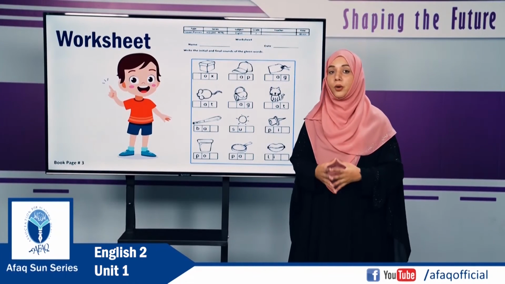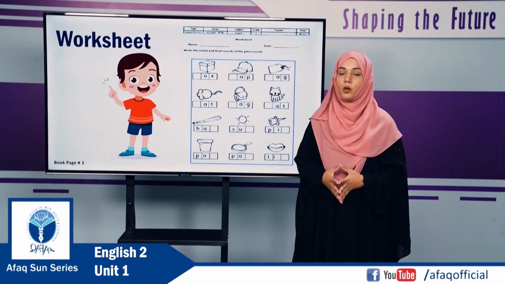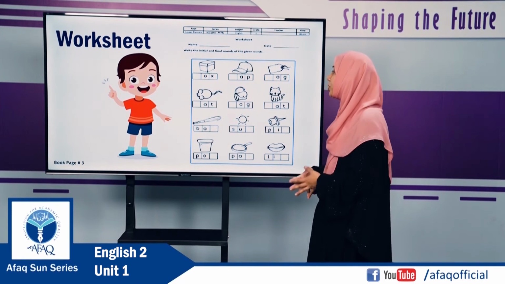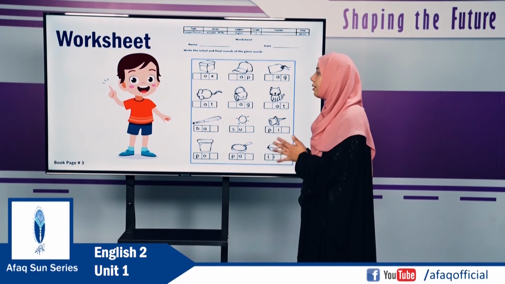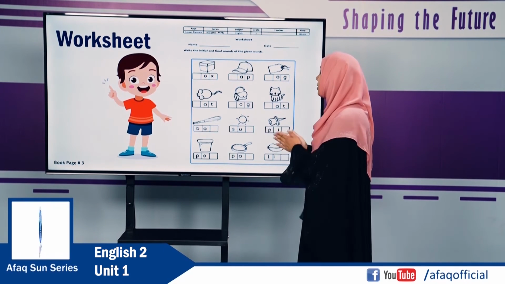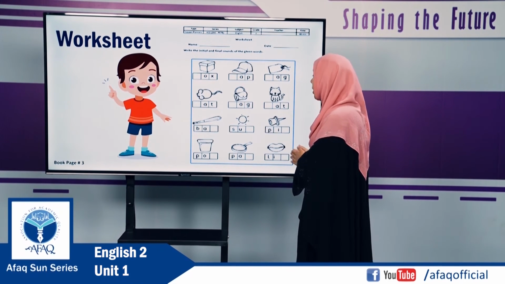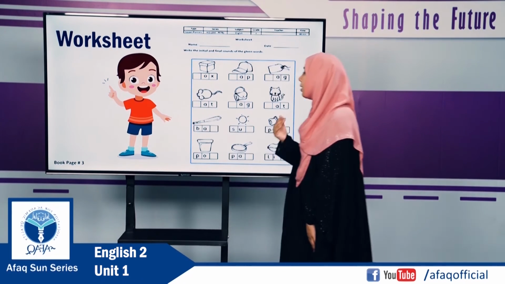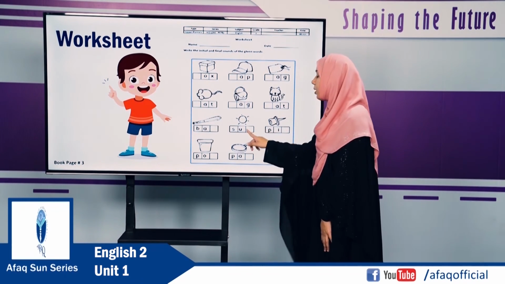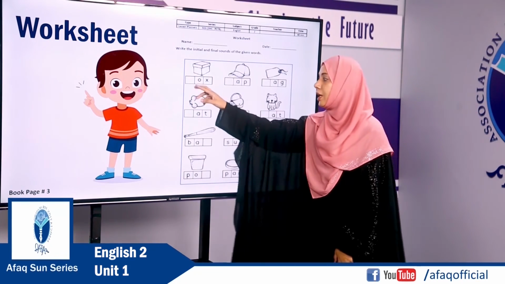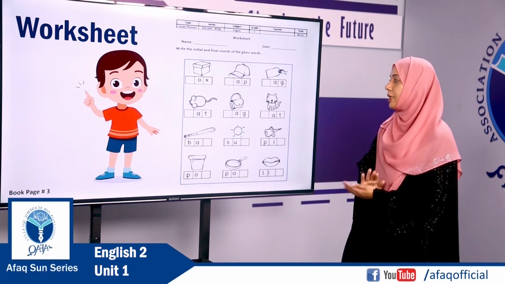Alright children, I hope that you have understood the concept of initial sounds and final sounds of the words. Now I want you to complete this worksheet. In this worksheet, different objects have been given and their letters have also been provided. But in some places, the initial sounds are missing, whereas in others, the final sounds are missing. Now fill this activity by adding the final and the initial letters where needed.